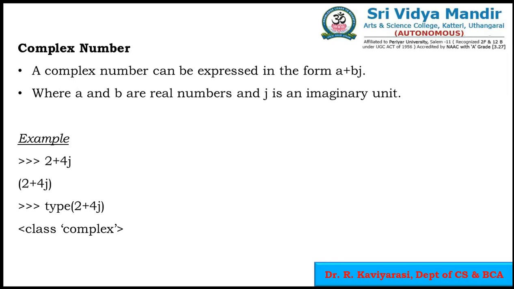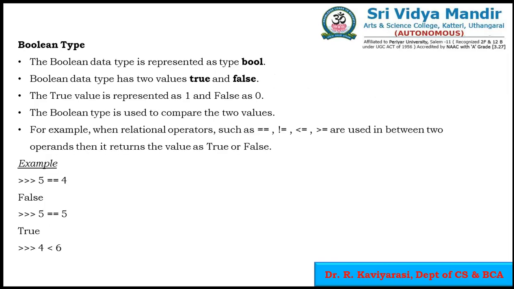The next one is the complex number. Actually, complex number is one of the data types in Python which can be expressed in the form of a plus bj, where a and b are real numbers and j is the imaginary unit. For example, 2 plus 4j. The type of 2 plus 4j will be complex. So, complex is one of the data types that we use in the Python language.